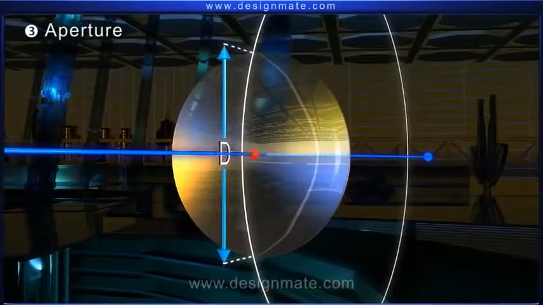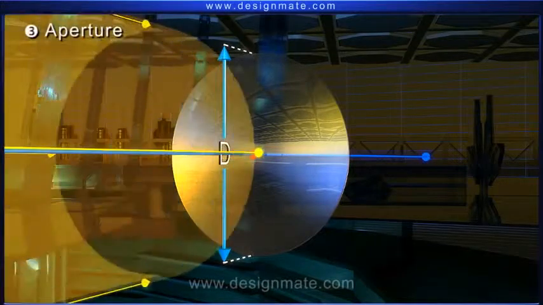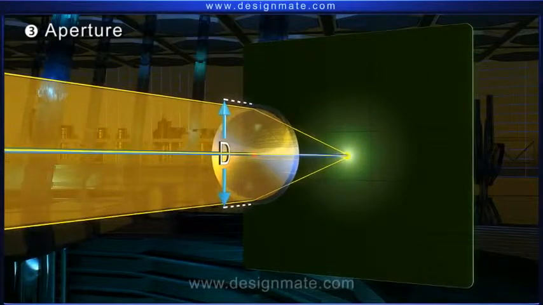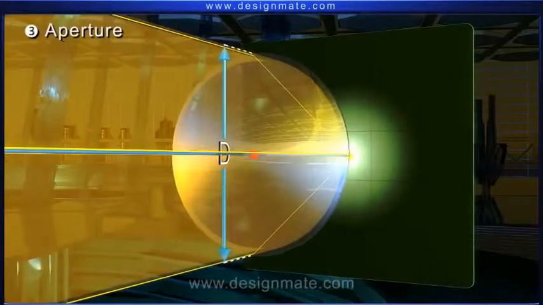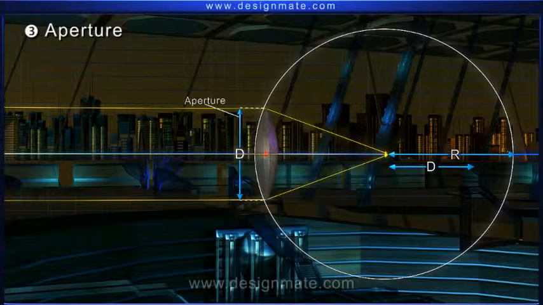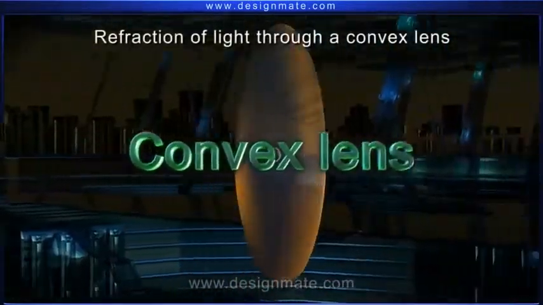The effective diameter of a spherical lens is called its aperture. It determines the amount of light that passes through the lens. Here, we shall confine our discussion to thin lenses whose aperture is much less than its radius of curvature. Let us understand the basics of refraction of light through a convex lens.